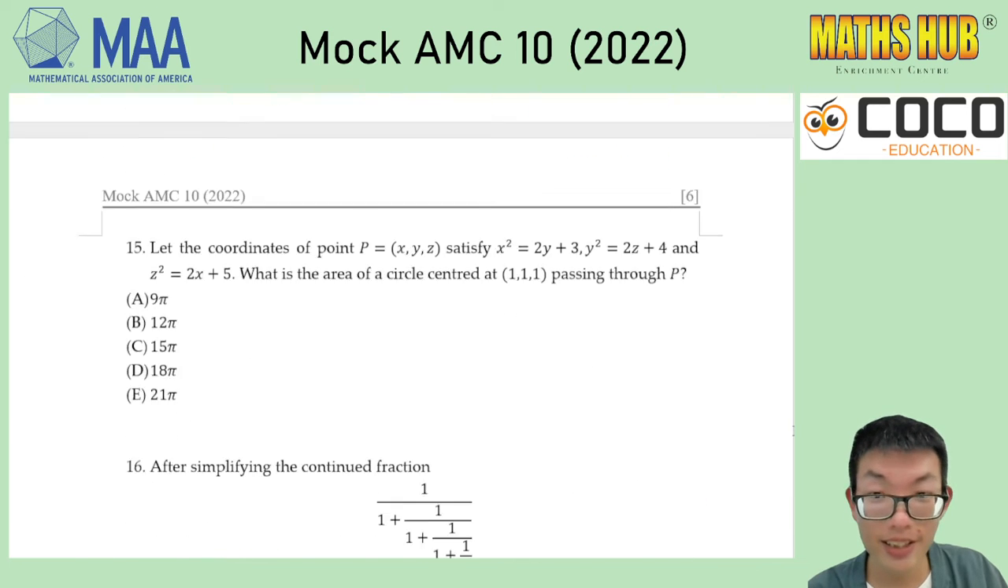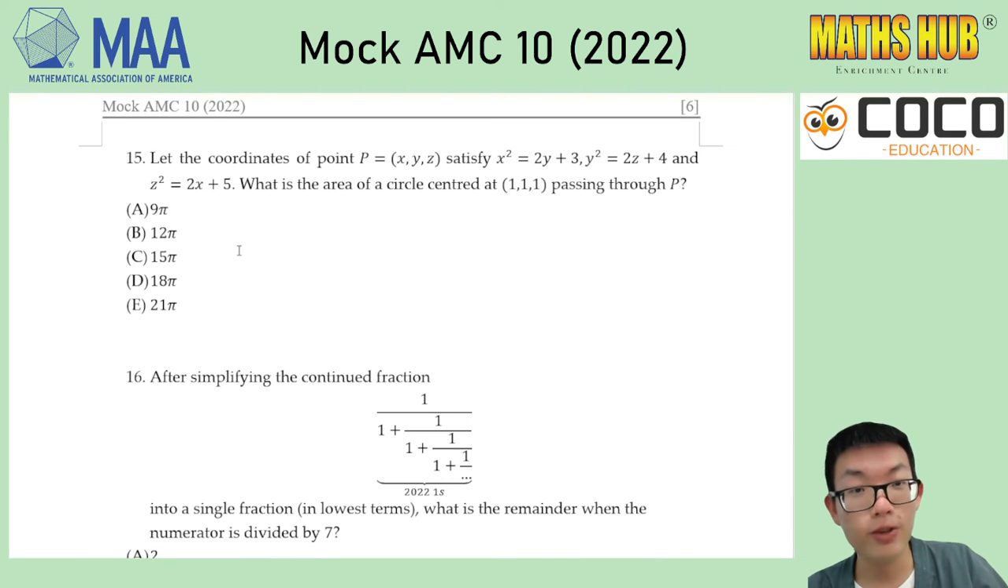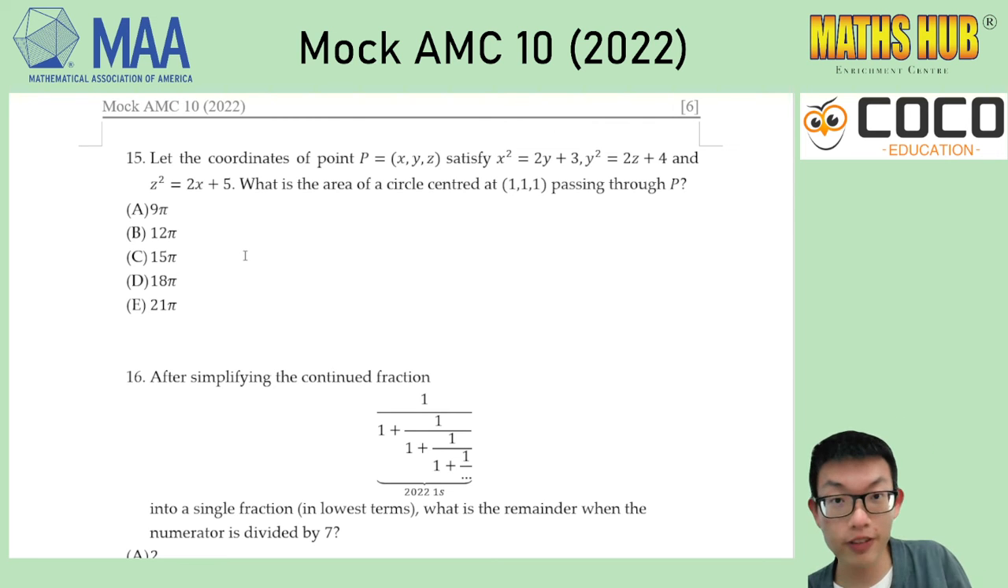Question 15. Let the coordinates of point P equals x, y, z satisfy x squared equals to 2y plus 3, y squared equals to 2z plus 4, and z squared equals to 2x plus 5. What's the area of a circle centered at 1, 1, 1 passing through P?